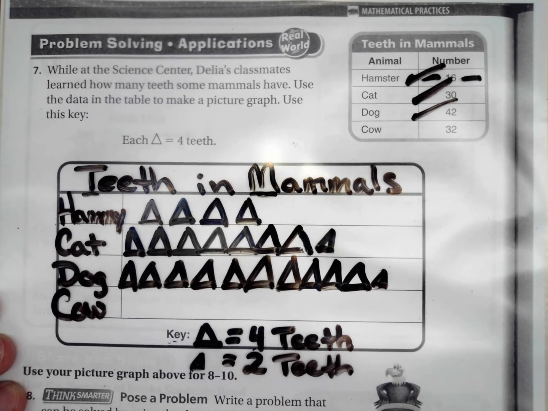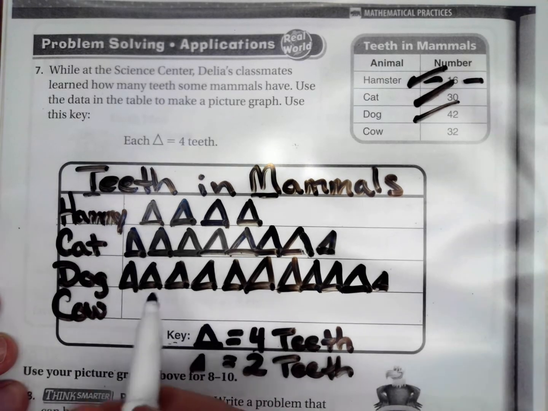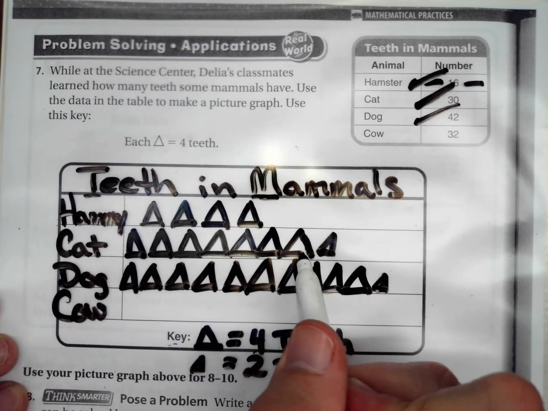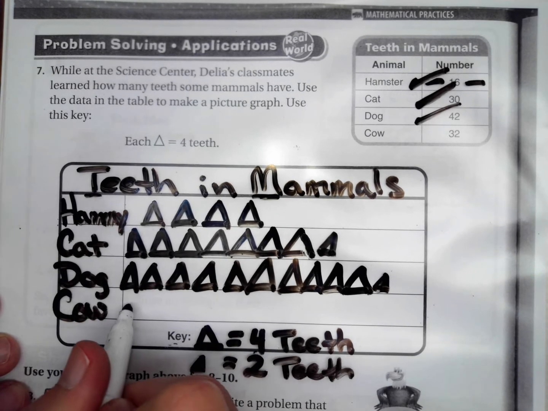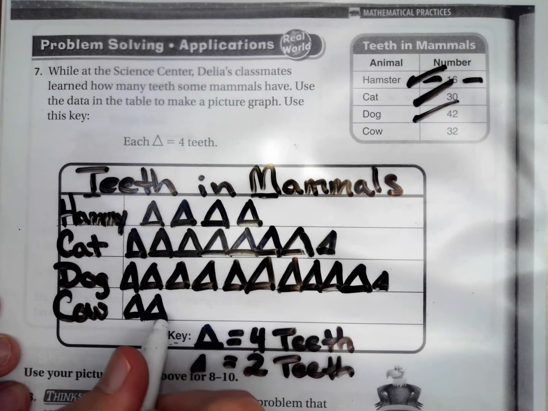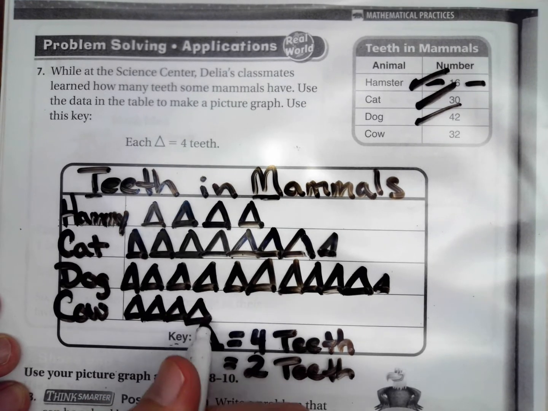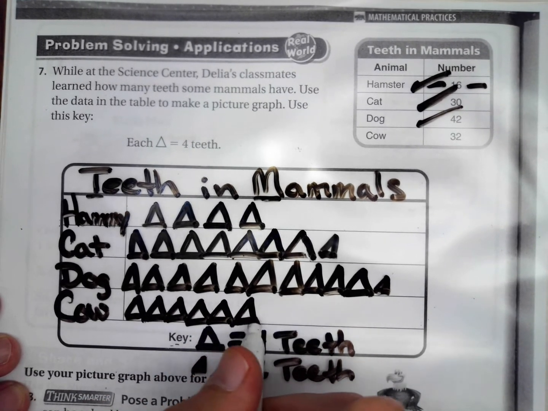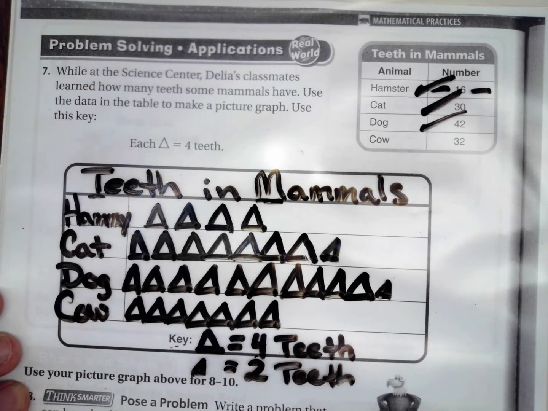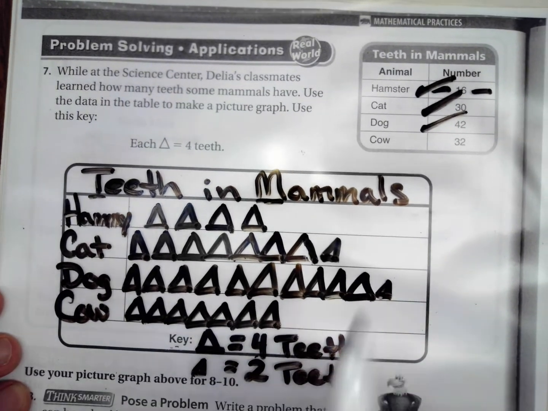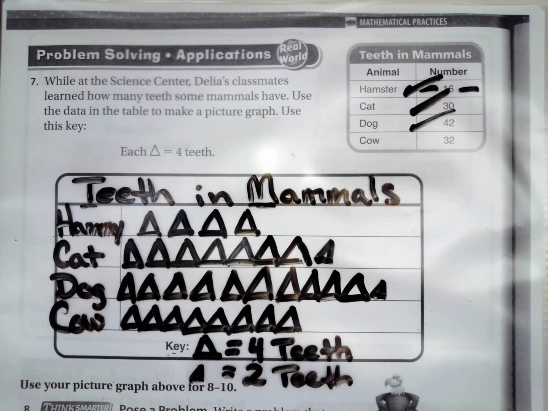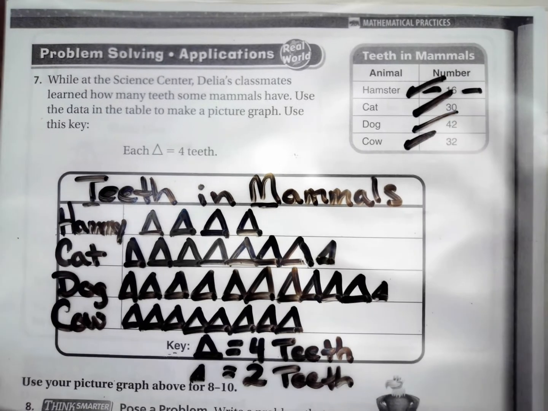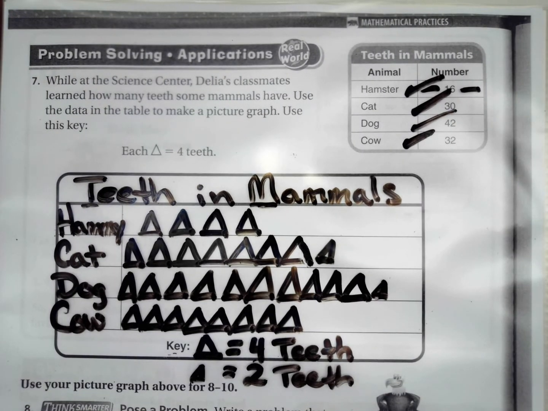So, cow is, well, I know this is 28, so I'm going to do 1, 2, 3, 4, 5, 6, 7 triangles, which gets me to 28, plus 4 gives me 32 teeth, which match a cow. I'm going to check it off. It matches a human, but that's not part of the question.